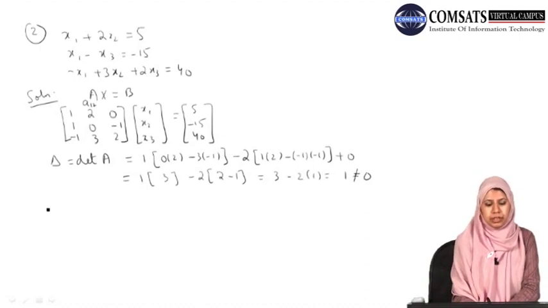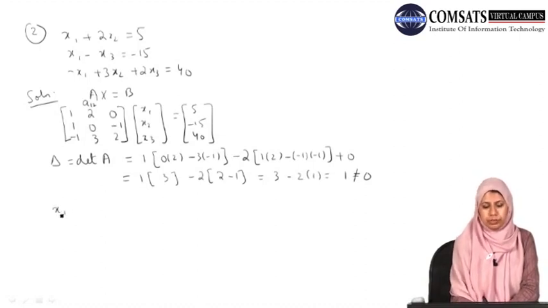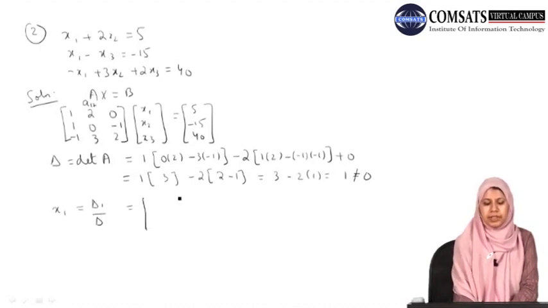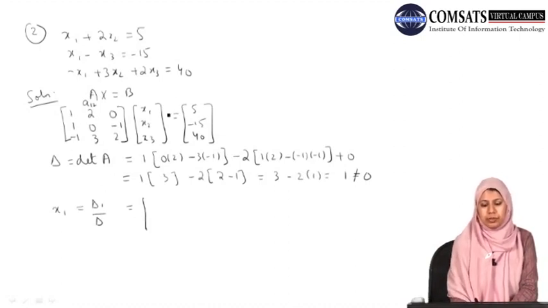Next step, we are interested in finding the value of x1. x1 is defined as delta 1 over delta, where delta 1 is the determinant of the matrix obtained by replacing our first column with the matrix of constants. So the first column replaced by the matrix of constants will be 5, minus 15, 40, and the other two columns remain as they are.